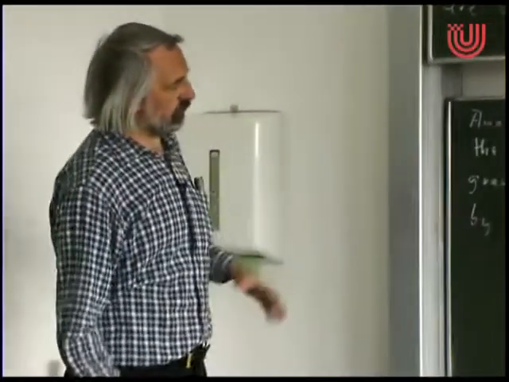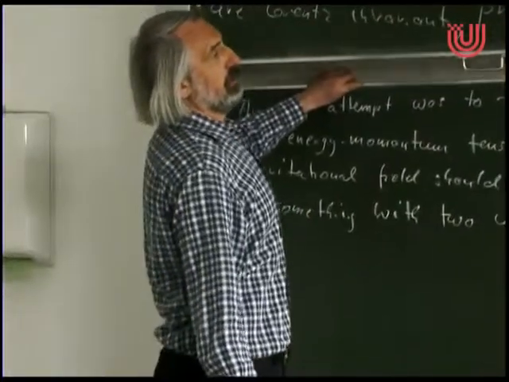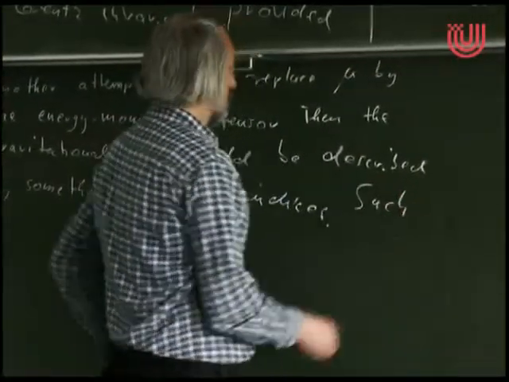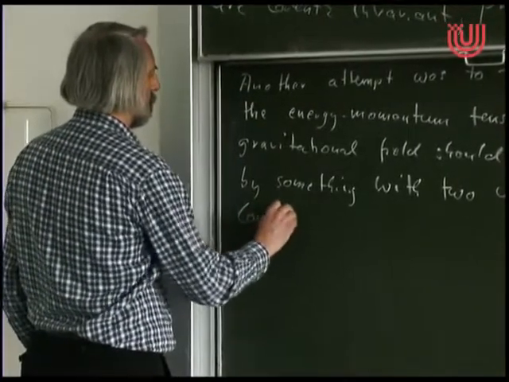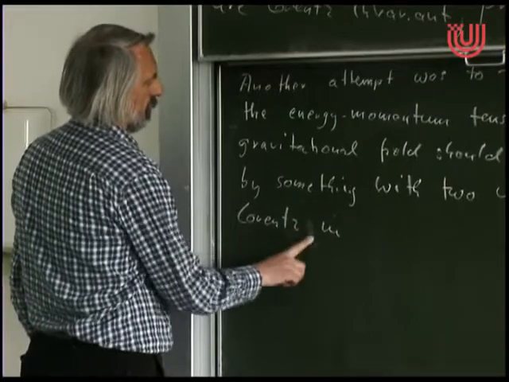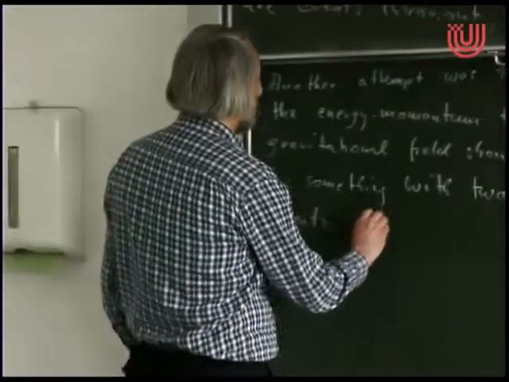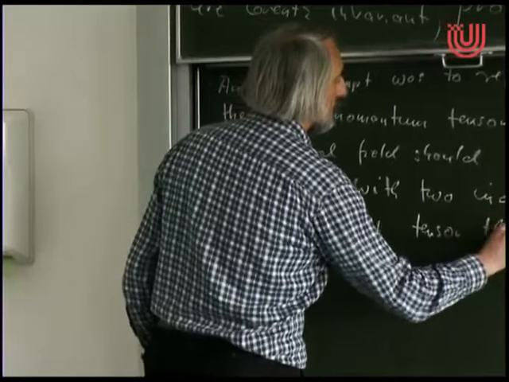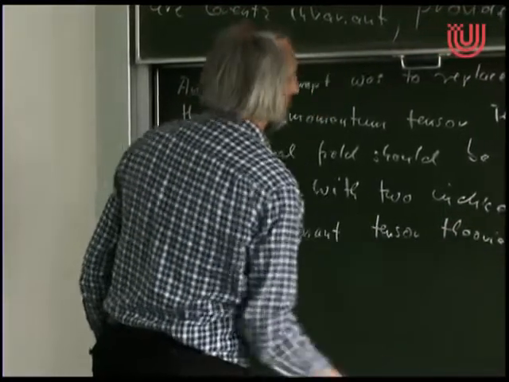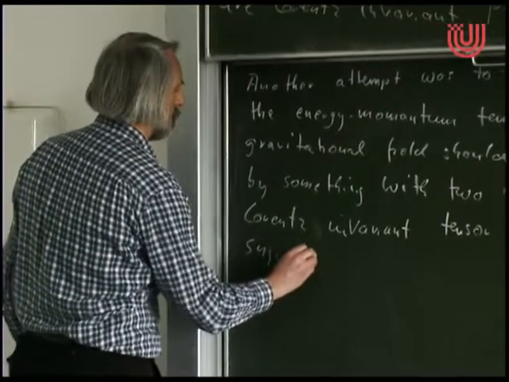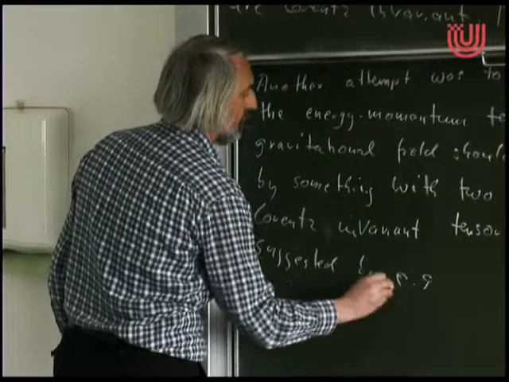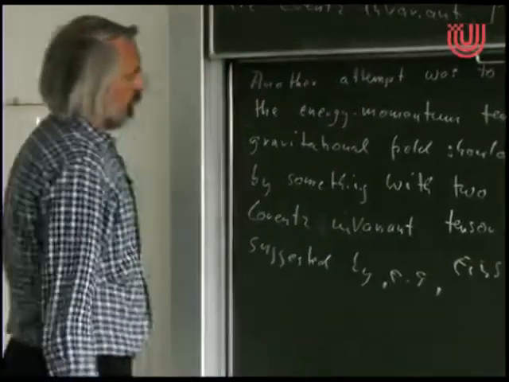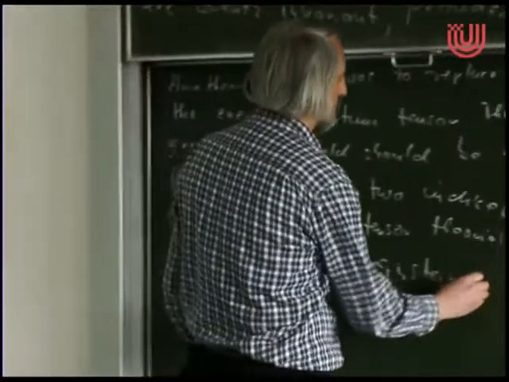And if you try to do this, the sort of theory which you develop, then that's what we call Lorentz invariant tensor theories of gravity. So such Lorentz invariant tensor theories were suggested by, for instance, Einstein. Several versions, actually. And again, they failed. All of them failed.